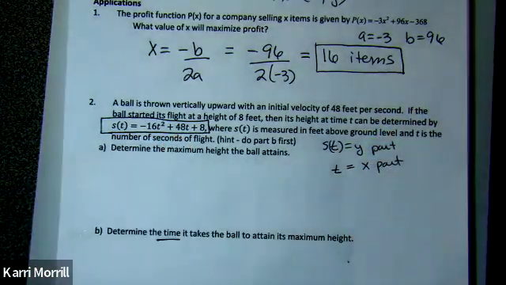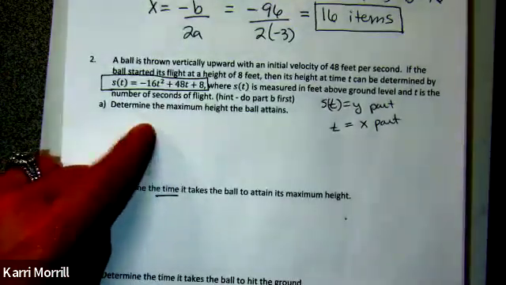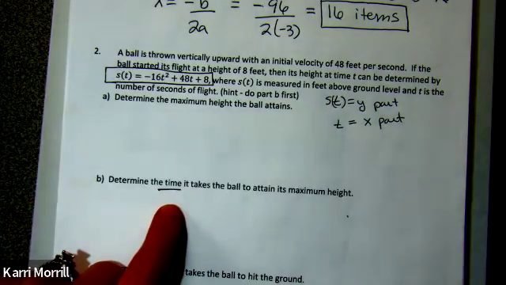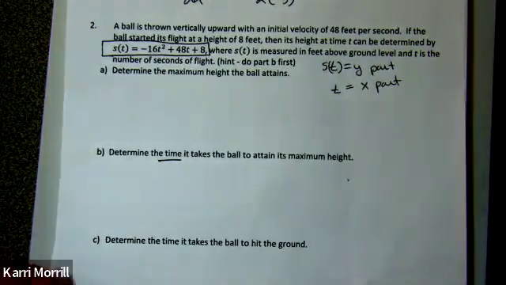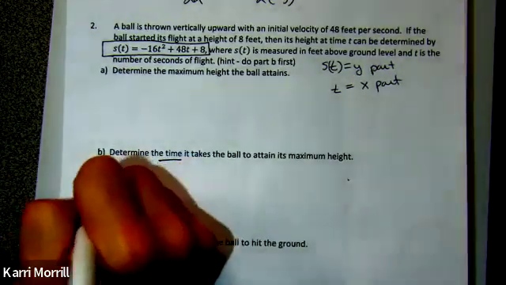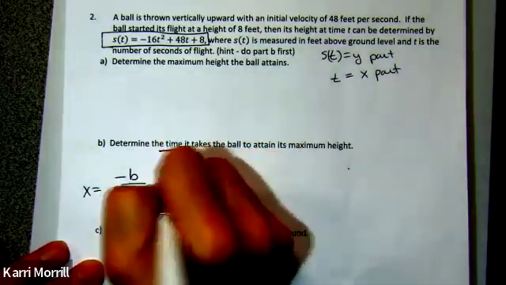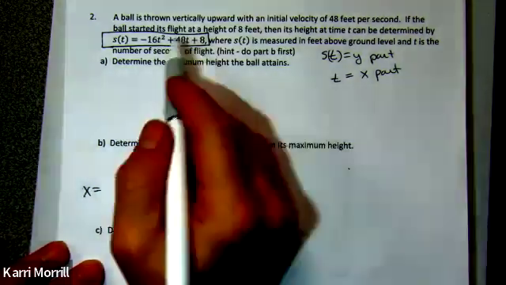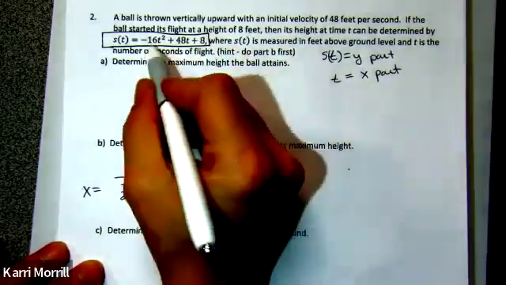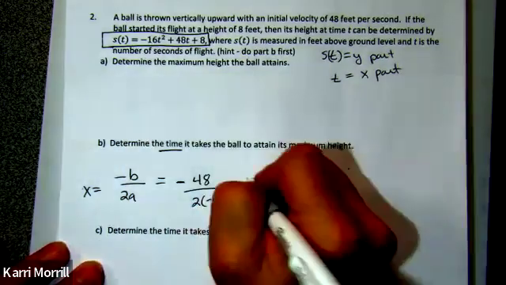Maybe that helps a little bit to understand why we probably would need to jump to D or B, because we can't really answer A without finding the x part first. So if I were doing this, I would have to use my negative b over 2a. So negative from the formula, and our b is 48 over 2 times a, and a is negative 16. When you calculate that, that's 3 over 2.